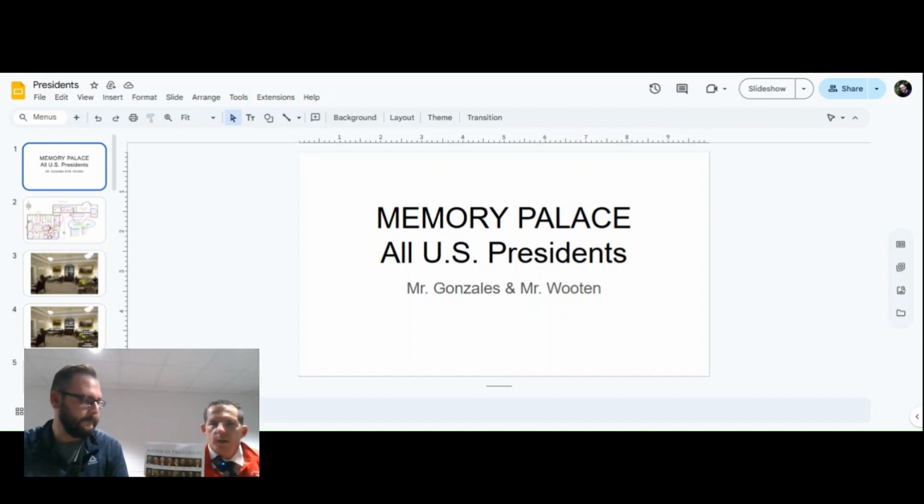So, like we were talking about, you're never going to remember that if you use this to try to remember all of these presidents, their faces. They all look about the same. So that's why the memory palace technique works so well.